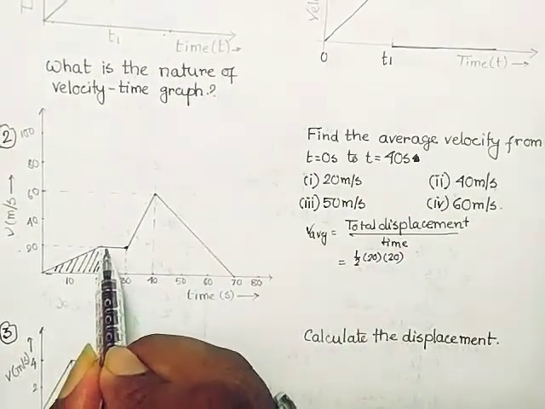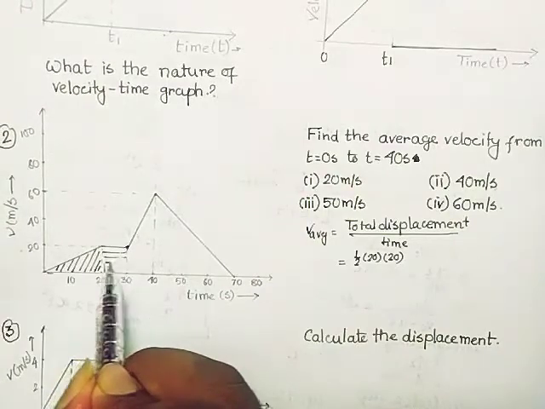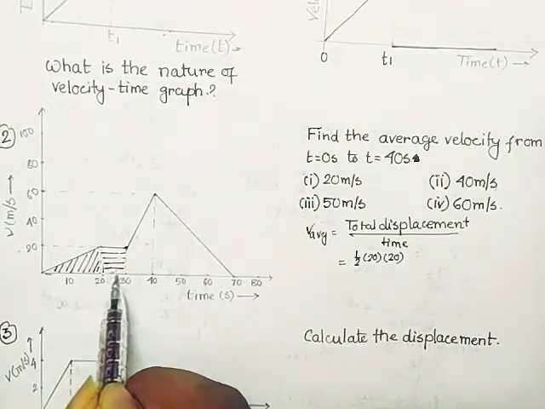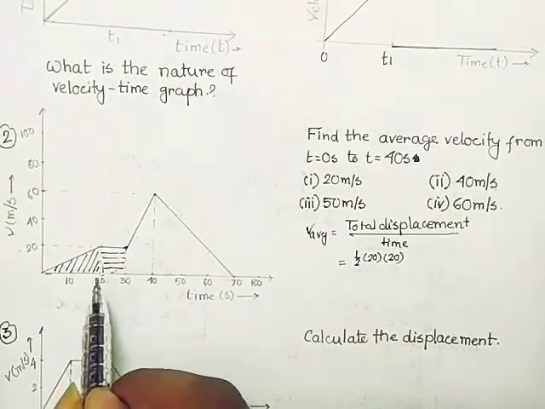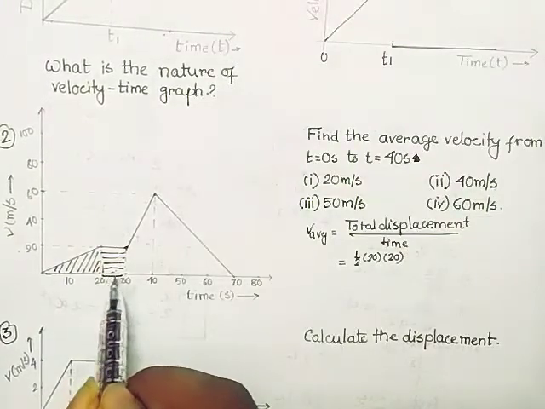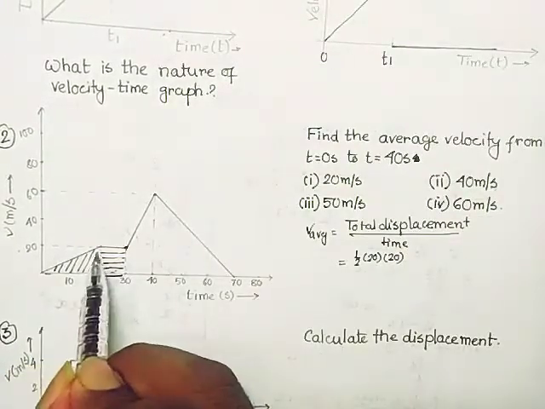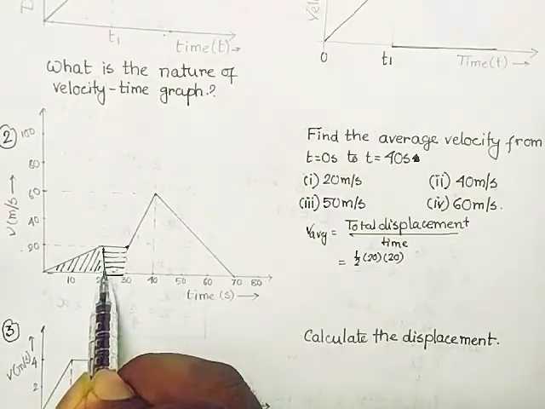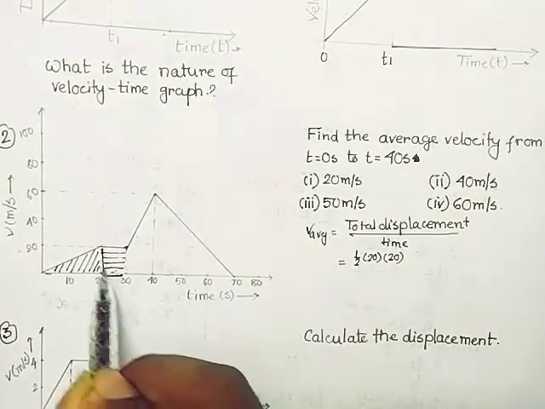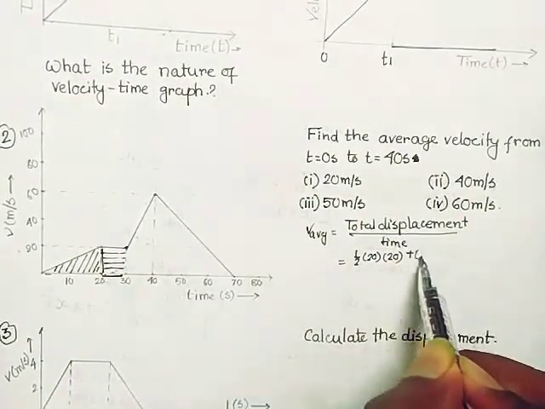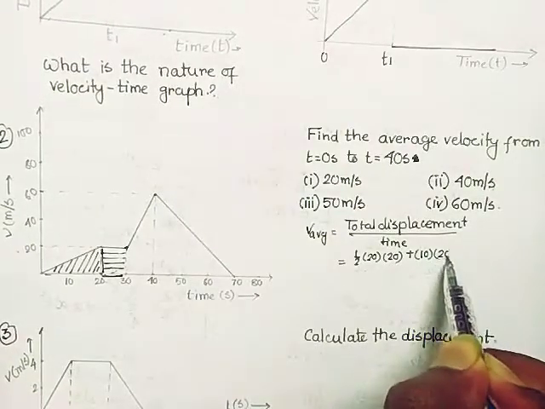Now it is a rectangle. The time interval in this is 20 to 30, so it is 10, and the length here is 20. So it is 10 and it is 20, so plus 10 into 20.